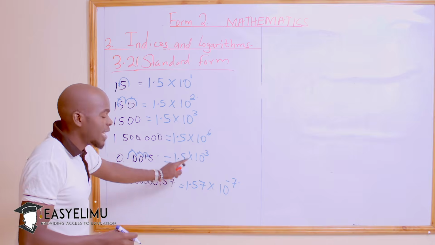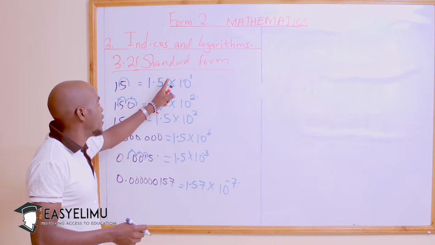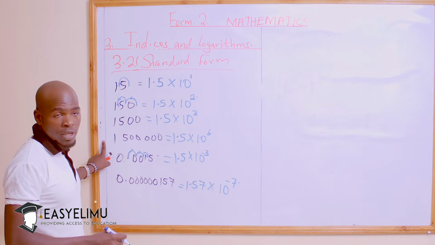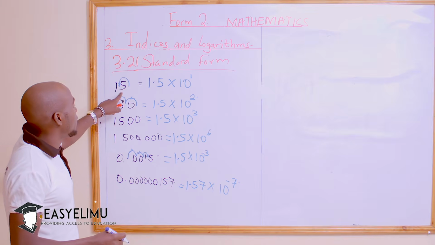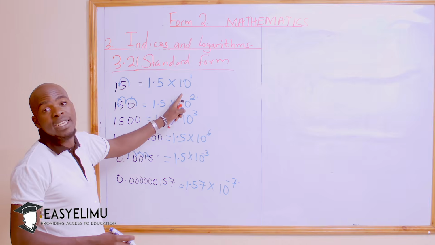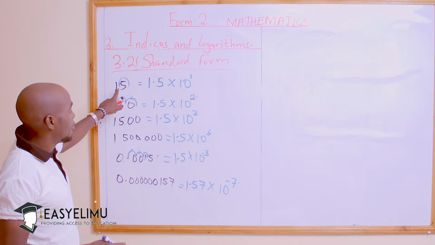What I have written here is what we refer to as the standard form of the respective numbers. As you can see, this 15 has been written as 1.5 times 10 raised to power 1. This is the standard form of writing 15.